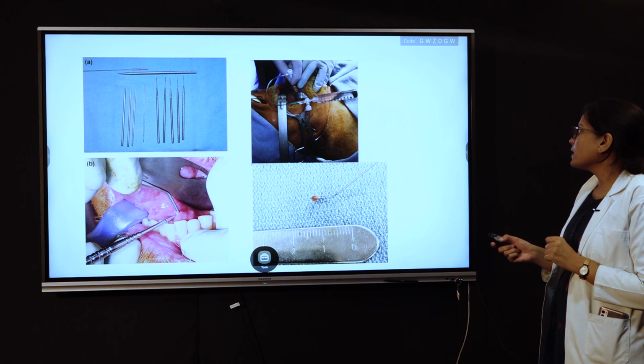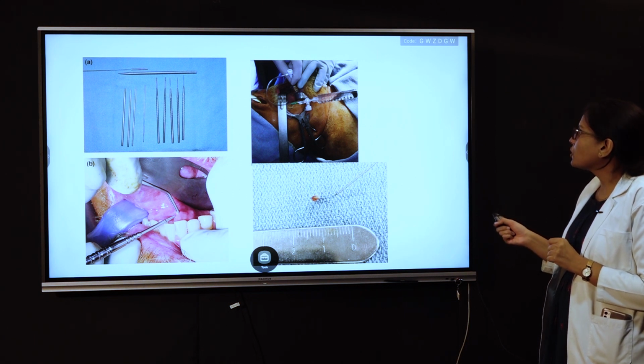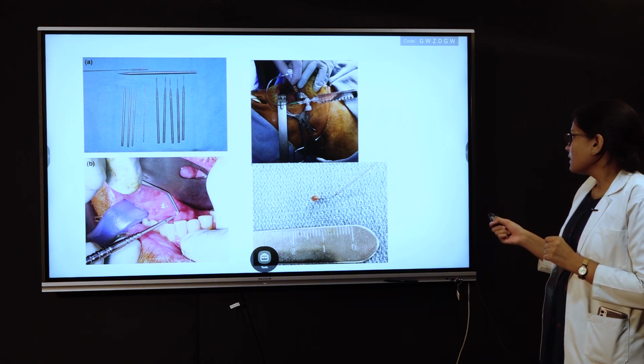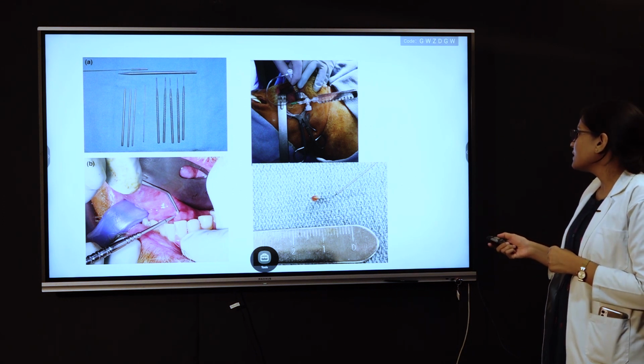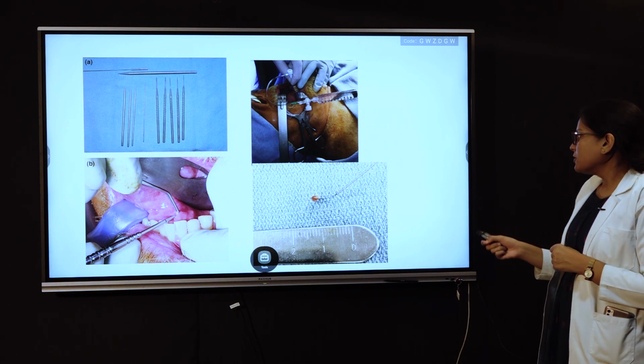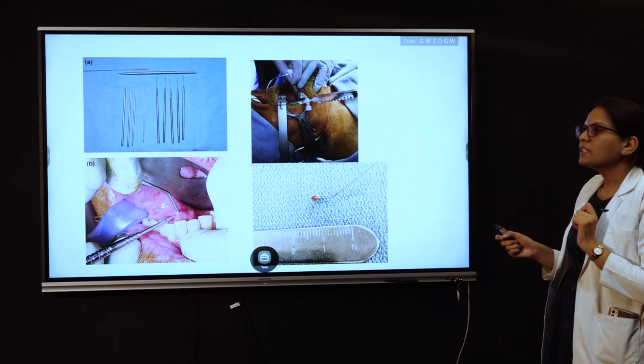The first diagram is showing the different probes, the second picture is showing the intraoperative procedure, and the last picture is showing a basket retriever where the salivary gland stone is extracted. And the other picture, B, is showing the cannulation of the salivary gland duct.